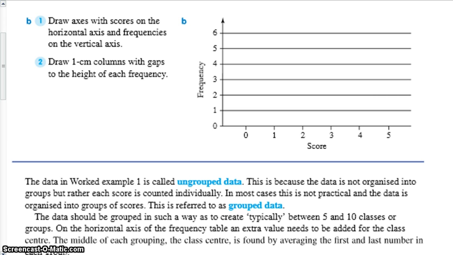So we go through and do it. Now they're doing one centimetre columns with gaps. Do you guys know how to do a bar graph? Yeah. Do not do it like that. Don't do it with no gaps, and if it's too late, fix it. If you do it like that, it is not a bar graph.